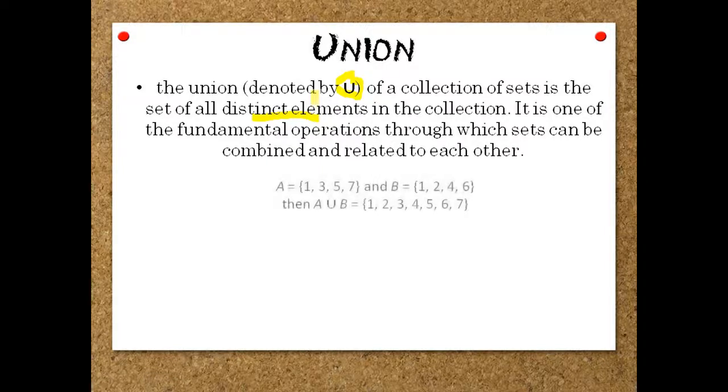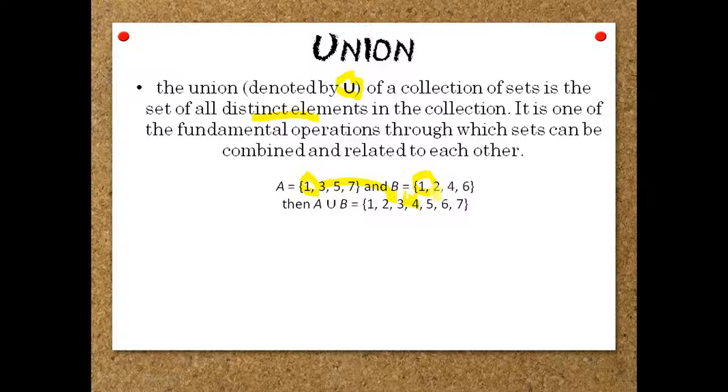So again, we have set A with the elements 1, 3, 5, 7, and set B with the elements 1, 2, 4, 6. Then A union B is equal to 1, 2, 3, 4, 5, 6, 7. So we just write all the elements of B and all the elements of A. As you will notice, they both have the number 1, and the number 1 is not repeated inside the set, because from the definition, a set is a collection of objects without repetition.